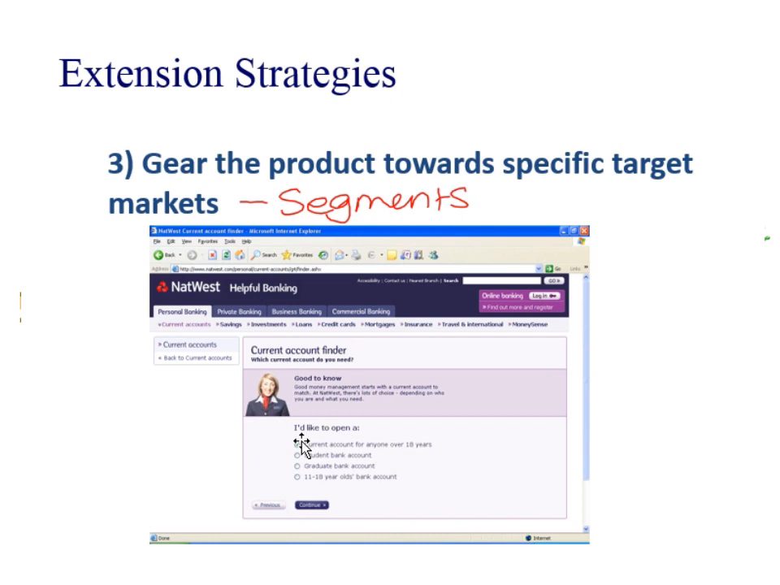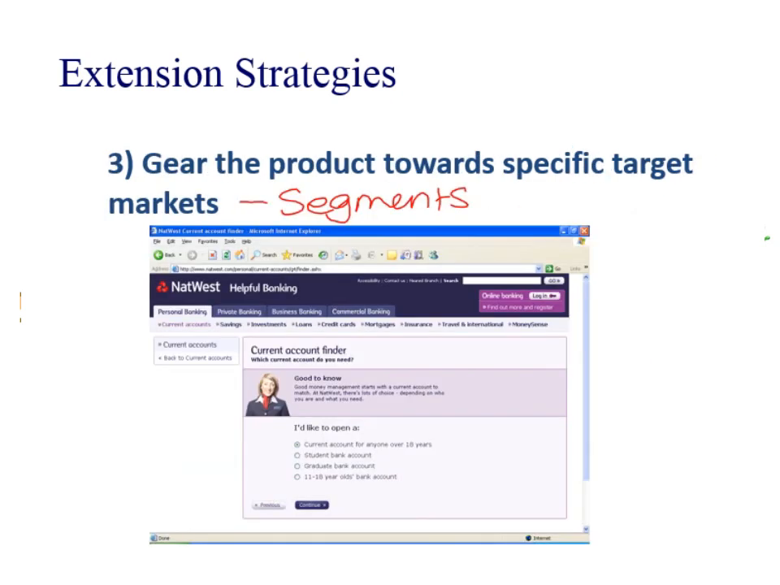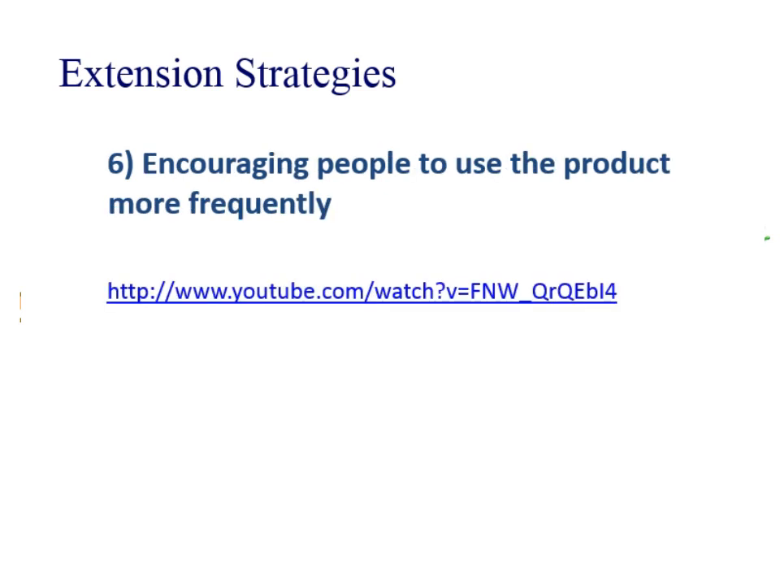You might want to target certain segments. So this is an old web page, but if you're opening up this web page for a NatWest bank account, you've got different bank accounts, which, you know, bank accounts have been around for years and years and years, but different types of bank accounts aimed at different segments maybe of the market. So not just looking for new markets of people, but just different types of people, altering it slightly to fit those people. You could just change the appearance, the packaging of it. You could encourage people to use this product more frequently.